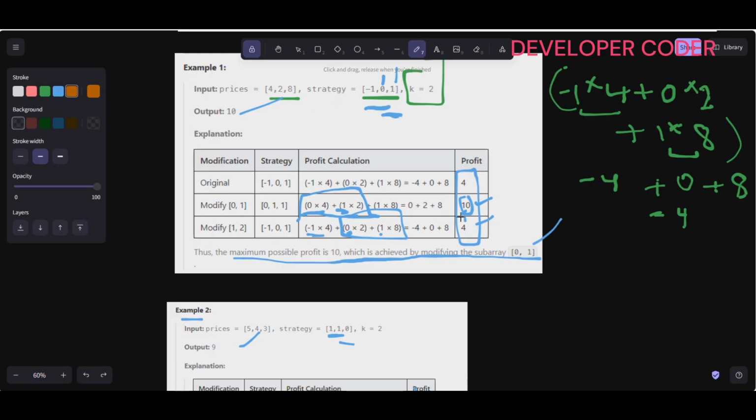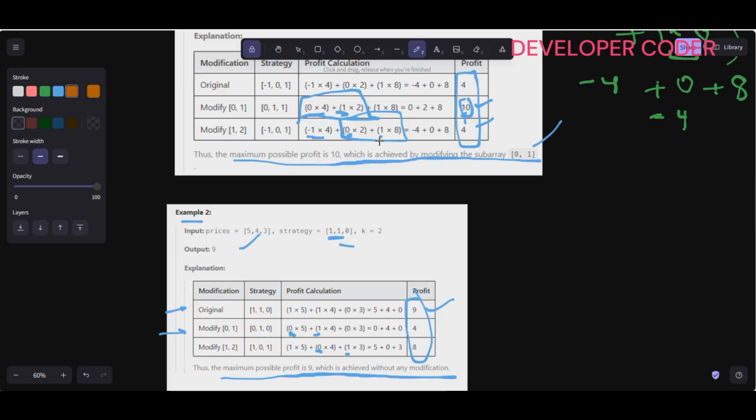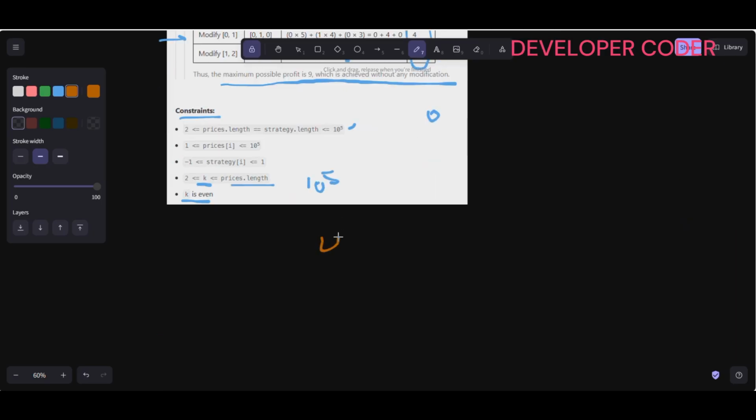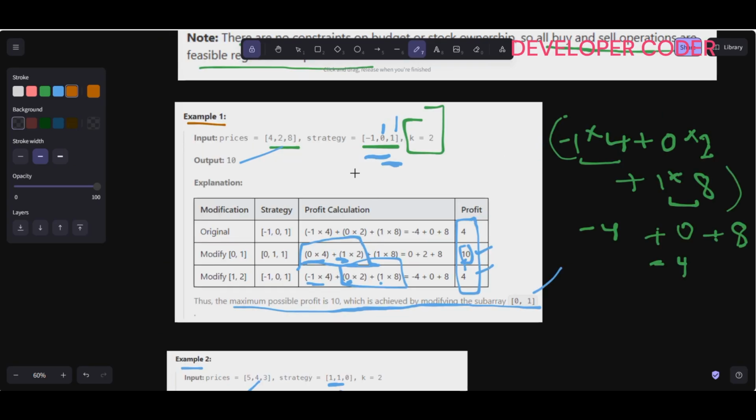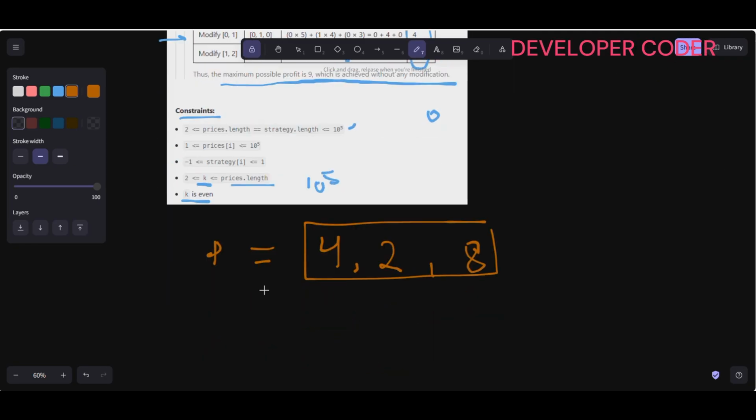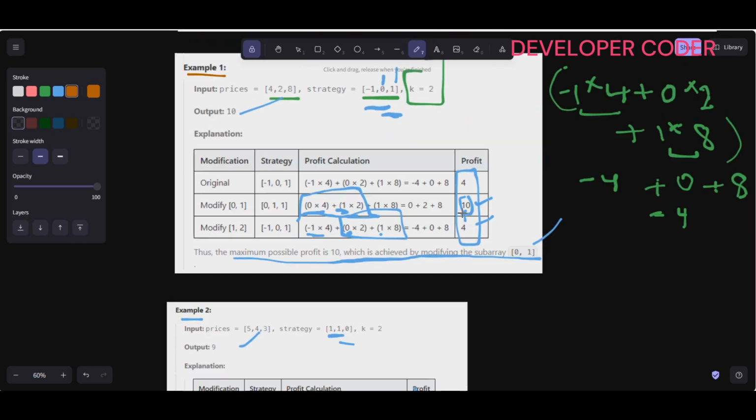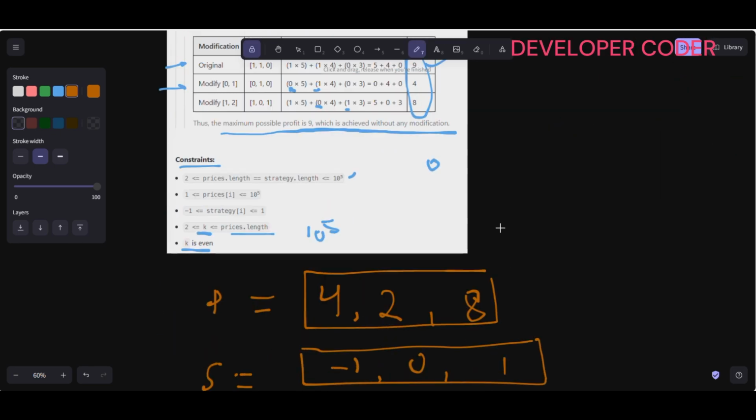Okay, so now let's see the better approach, how we are going to solve this problem. So let's take example number 1 only. So here we have prices like this: 4, 2 and 8. So this is nothing but my prices, right? And what is our strategy here? -1, 0, 1. So let me write the strategy as -1, 0 and here 1. All right, so this is done. This is what is given to us, right? And k value is 2 in this case, right?